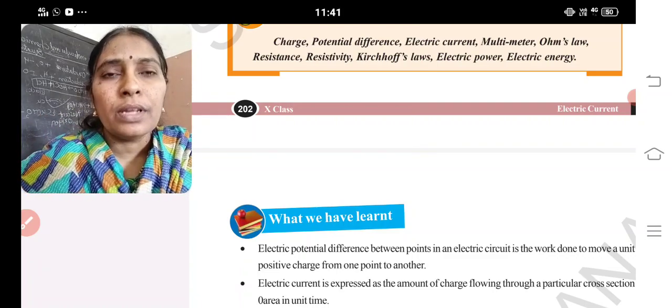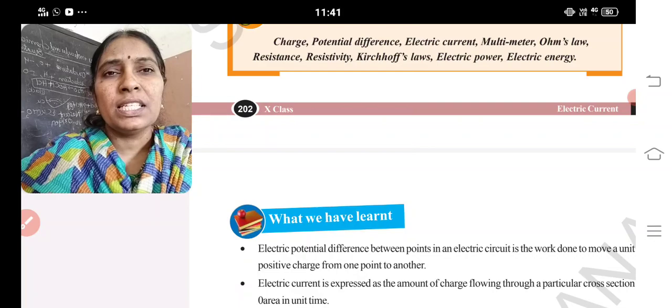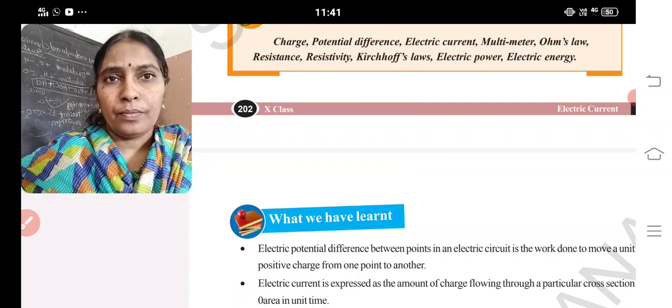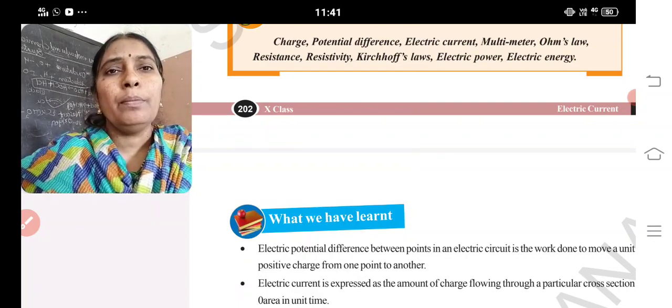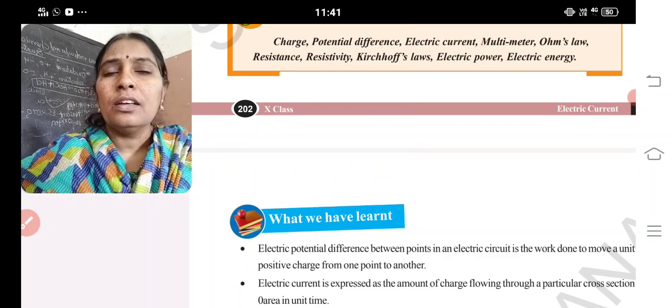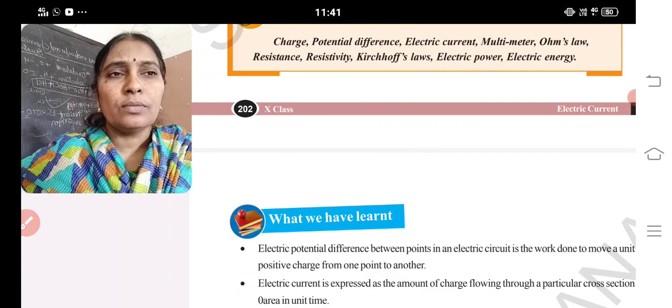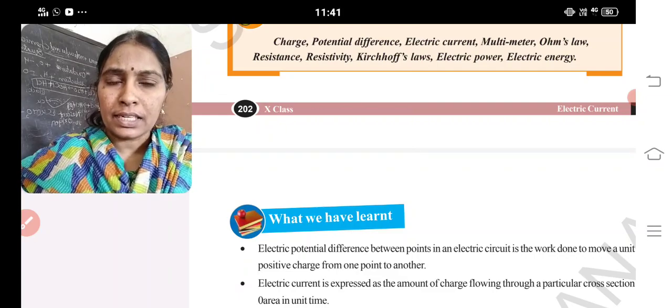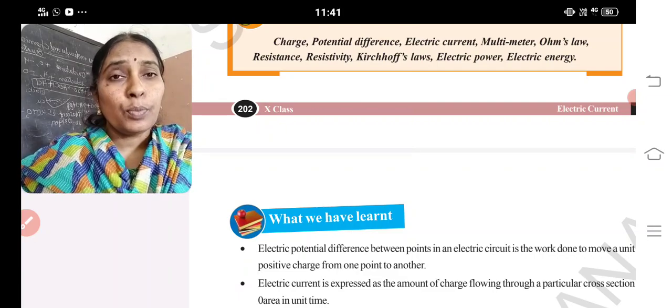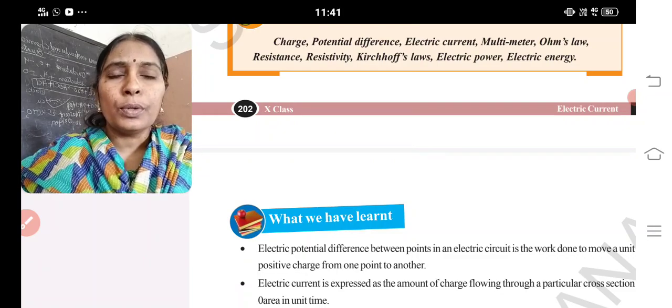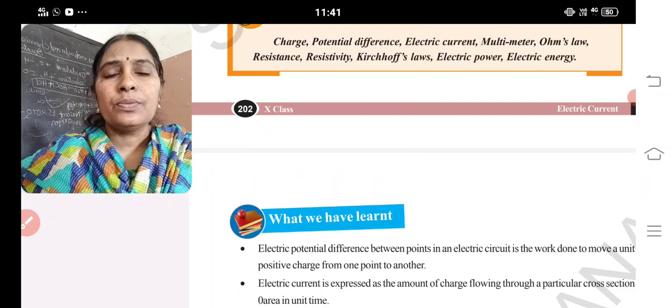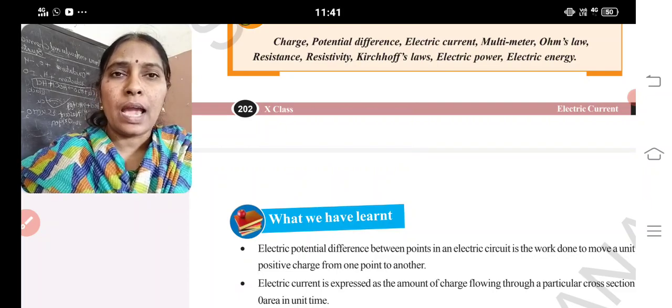And what is power? Rate of doing work. P is equal to V into I is said to be power. Use this equation to calculate the power supplied. 240 volts is the voltage of the current entering the house, and that is the potential difference. At that potential difference, the amount of current that enters the house is a minimum of 5 amperes and a maximum of 20 amperes.